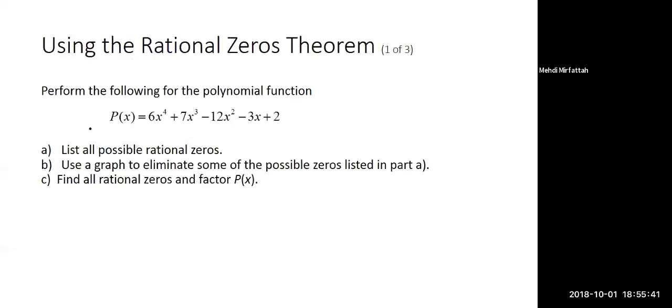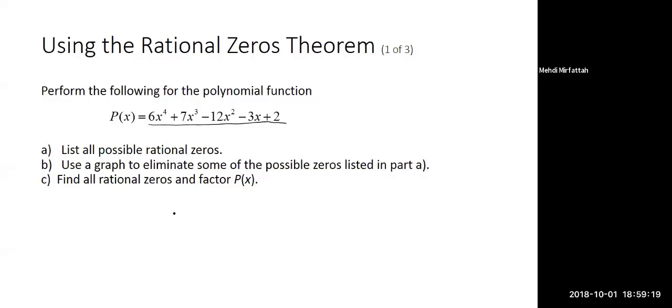Okay, so this would be another example here. We have P of X given to me as this. We want to list all possible rational zeros here, and then do parts B and C. Now would be a really good time to pause the session and see if we can come up with the list of all the possible rational zeros. So if you're watching this later at home, I suggest you pause and see if you can get the whole list.